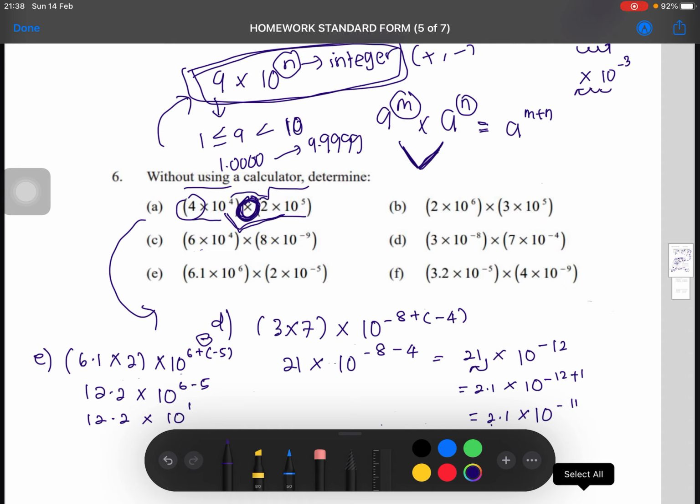Is it in standard form? Not yet. So we convert to standard form. We move the decimal 1 time. Okay, so 1.22 times 10, 1 plus 1. The answer is 1.22 times 10 to the power of 2.